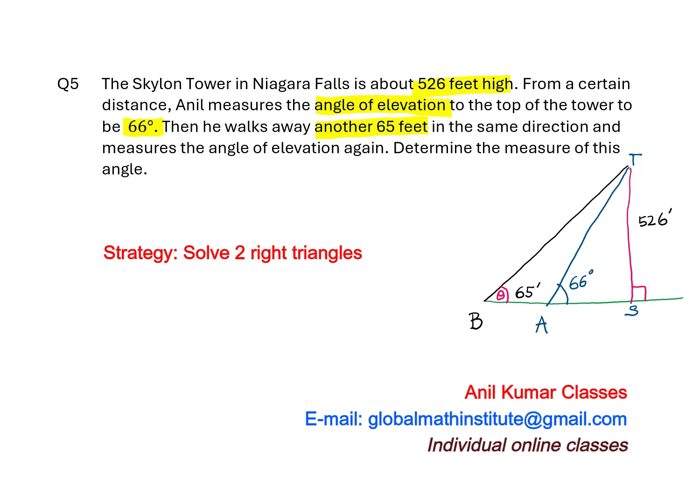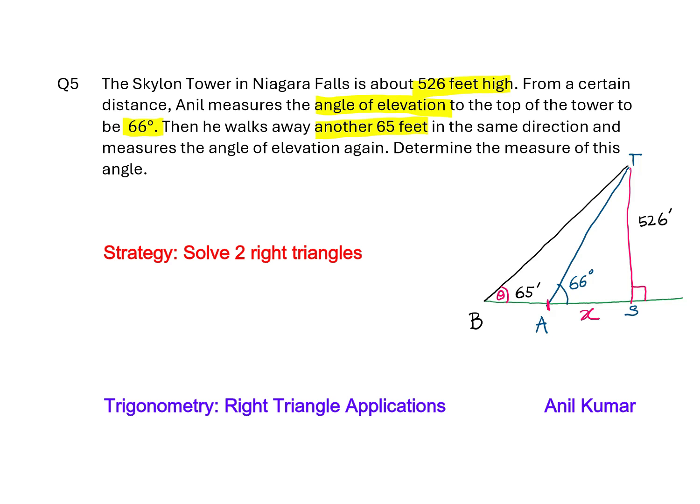The strategy is that first we'll solve the right angle triangle ATS and find A to S. Let this distance be x. Once we know x, then we also know the distance from B to S, which will be x plus 65. And then we are going to solve the second right angle triangle BST. Perfect. So I think you have understood the approach. Now let us solve it one by one.